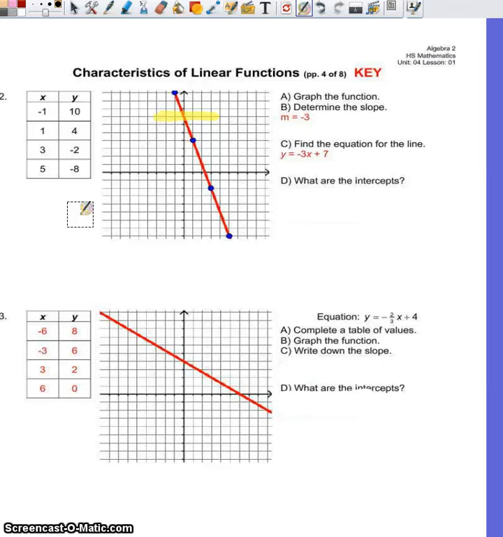Now I want to know what the intercepts are. So I already know my y-intercept is (0, 7), right? How would I find my x-intercept? I would just plug in 0 for y and solve the equation and find that it's going to be 7/3.